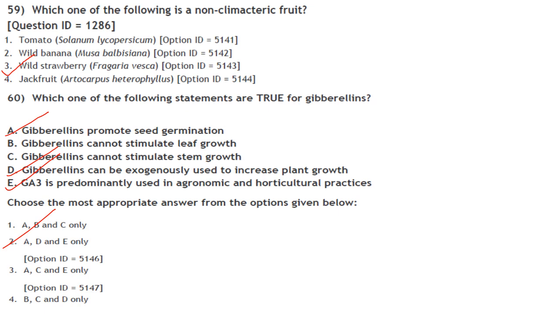Then next one. Which one of the following statements are true for gibberellins? Gibberellins promote seed germination. Yes. Gibberellin cannot stimulate leaf growth. No, that is wrong. Gibberellin cannot stimulate stem growth. That is also wrong. Gibberellins can be exogenously used to increase plant growth. Yes. Gibberellic acid 3 is predominantly used in agronomic and horticultural practices. Yes. So A, D and E are correct. Answer is option 2.